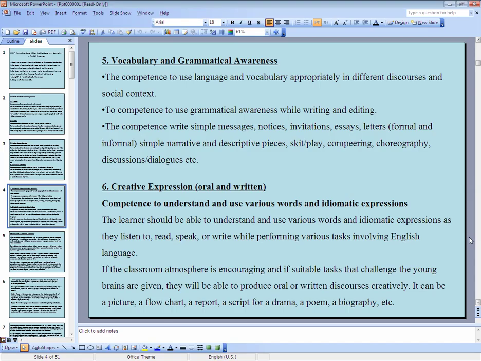Sir? Sir? Yes, ma'am. Please check the mail or WhatsApp. I have given you the latest document. Please share that one. Okay, okay, madam.